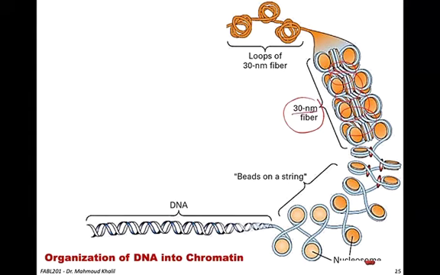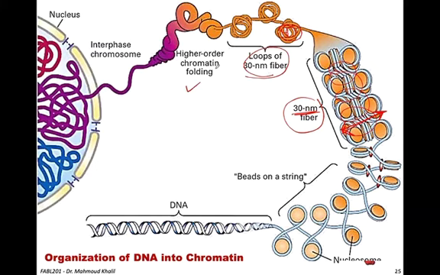And actually the 30 nanometer fiber is the width of this structure. Soon after that, this 30 nanometer fiber is again looped around itself to form loops of 30 nanometer fiber, which soon form higher order chromatin folding and will be packed inside the nucleus.